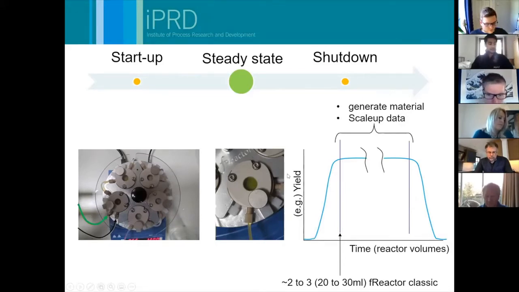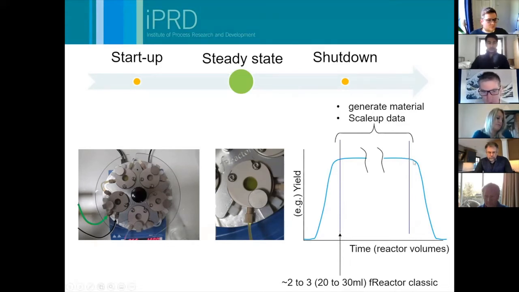And if we were monitoring something like yield, what we would see is over time, the yield of our product would go up, and then it reaches a steady state phase. And we can run this for as long as we want. And that's one of the really nice things about flow chemistry: if you need more material, you leave your reactors running for a longer time, and you can generate material and scale up data in that phase.